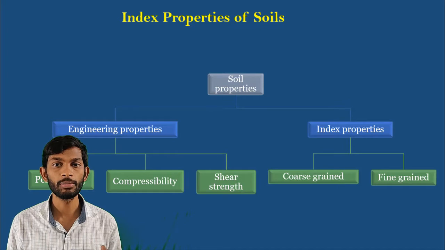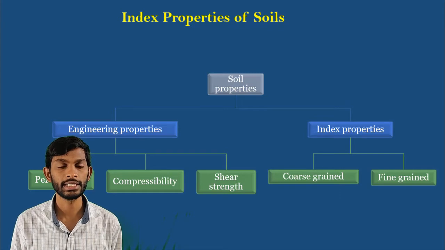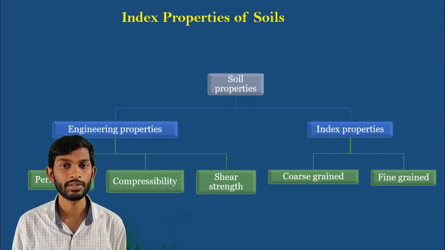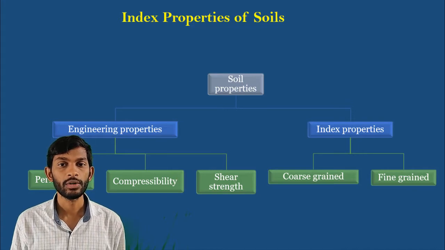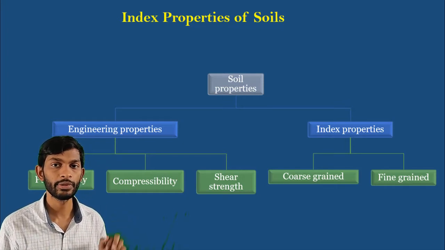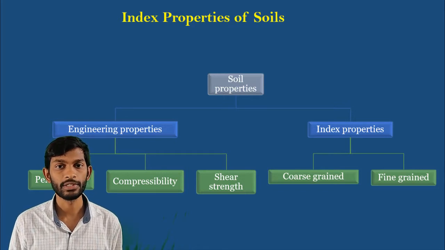Okay, so we'll talk about permeability, compressibility and shear strength in the next unit, but this unit or this discussion is limited to a discussion on index properties of soil. Okay, now these index properties of soil can again be broadly classified into two types. One is index properties related to coarse-grained soils and the other is index properties related to fine-grained soils. Okay, now what do you mean by index properties of soil?